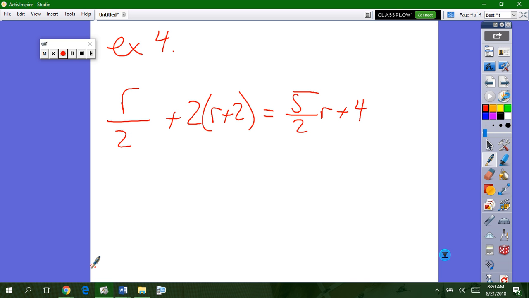Okay. So let's just read it just to make sure. R over 2 plus 2 times R plus 2 equals 5 over 2R plus 4. Okay, awesome. Once again, it takes a month. You'll get it. There you go. Okay. Now, how many of you guys are like, oh, I got a fraction? Raise your hand. Let's be honest.